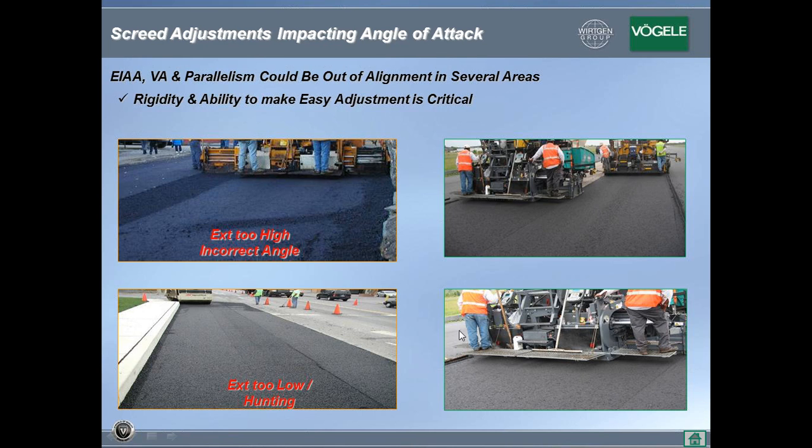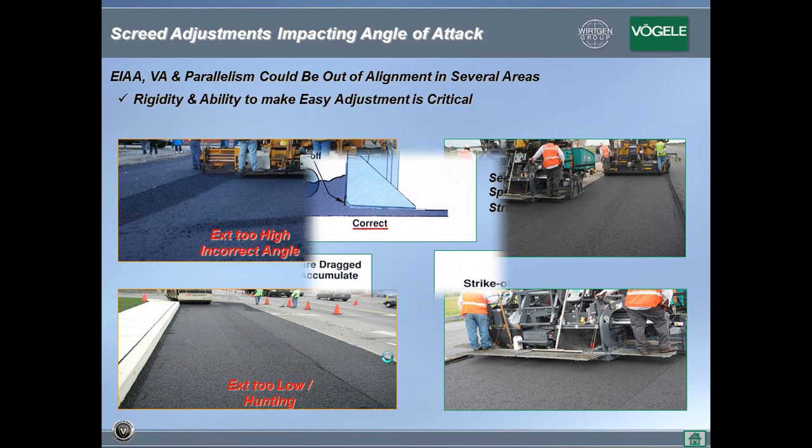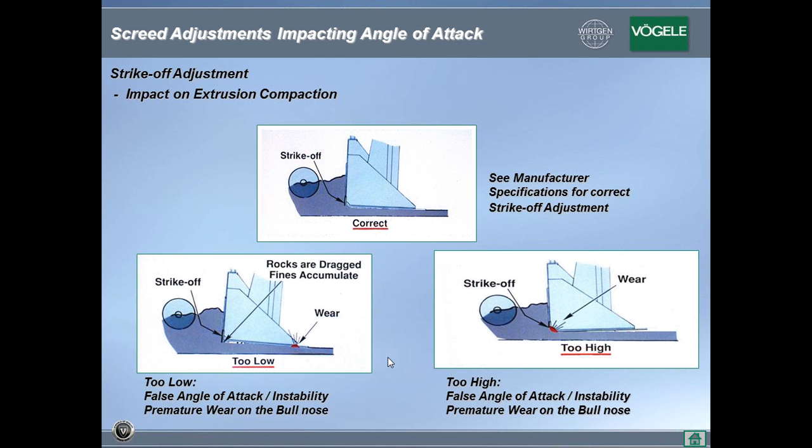Here you can see more consistency. And that, by the way, is a joint. That's not a line. This is one pass, and that's a second pass. And here you could see several different consistencies in the mat surface texture from one end to the other. Okay, so adjustment of the extension screed relative to the main screed is very important to manage your frictional force and your mat consistency.